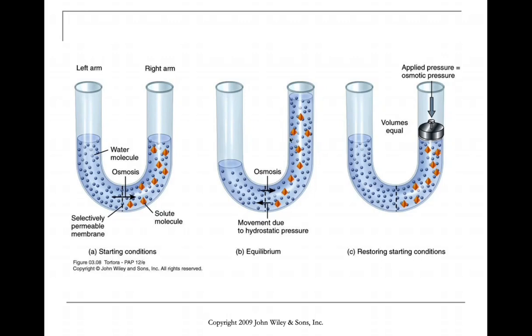So here we can look at this, where you've got this selectively permeable membrane. These solutes are too big to cross. So what's going to happen is the water is going to move over here to try and dilute this.